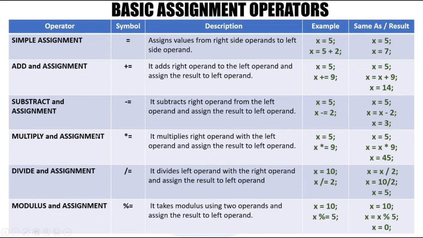Next is multiply and assignment. Ang symbol naman ito is asterisk equal sign. It multiplies right operand with the left operand and assign the result to the left operand. So yung x multiply assignment 9 is the same with x multiplied by 9 is assigned to variable x.